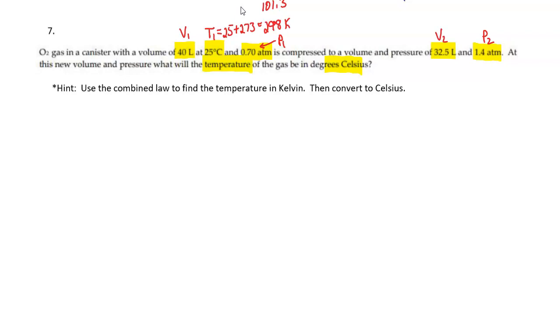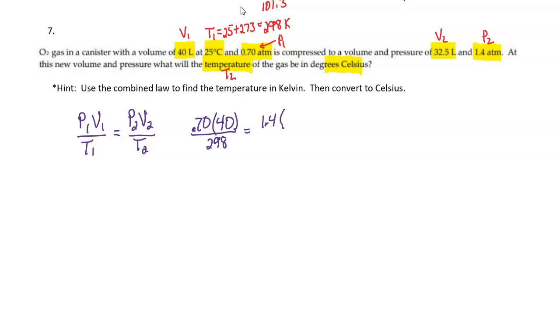It asks us, what will the temperature be? That's T2. With all of these variables that I've identified, this is looking like the combined law. Writing the formula gets you credit on the quiz. Now fill in the numbers. Not just sticking the numbers any place I want to. You've got to put the numbers in the correct locations.